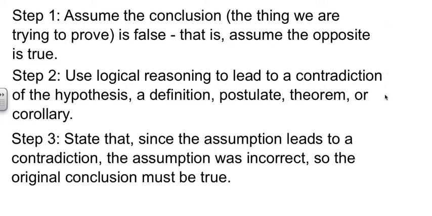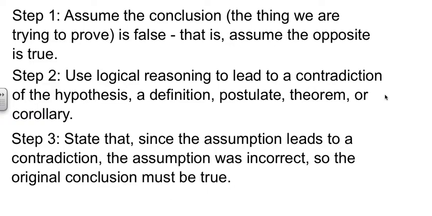Then you use logical reasoning to get from there to something that you know is wrong. Yeah, I know it sounds weird. You're trying to prove something by proving something is wrong. Bizarre, but we can work with it. Okay. What you're looking for is a contradiction of the hypothesis, the given information, or a definition, or a postulate, or a theorem, or a corollary. Something that you know is true, but then our work goes against it.